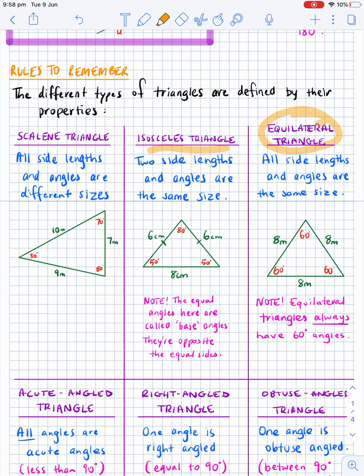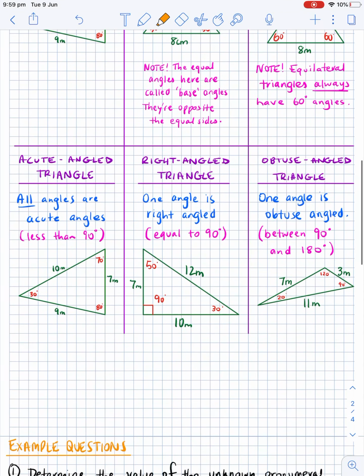Okay, and an equilateral triangle, that's a triangle with all sides being equal, and if that's the case, they have to have equal angles of 60 degrees. Equilateral triangles always have 60-degree angles because that's the only number that can add to itself 3 times to give the angle sum of 180 degrees.